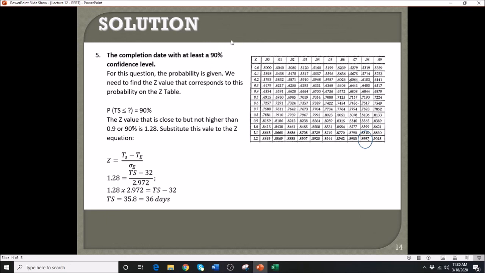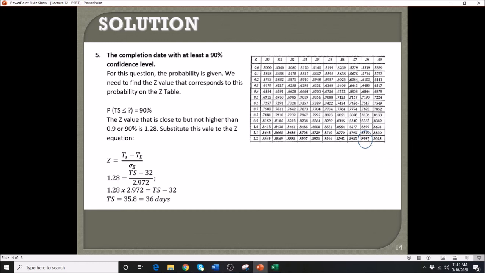So we need to look up and find this 90% on the table that is equal or less than the 90%. Again, equal or less than 90%. You cannot go above. So let's find that on the table. You have to scour your table until you find that 90%. So in our case here, we're going to use 0.8997. Why? Because the next number is greater than 0.9.